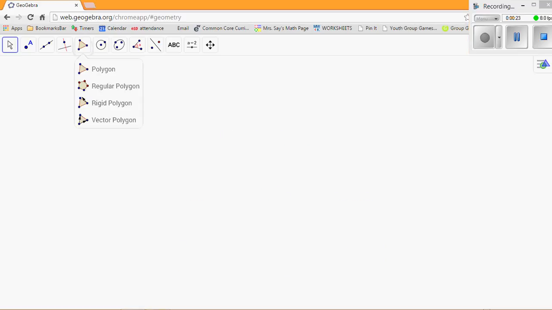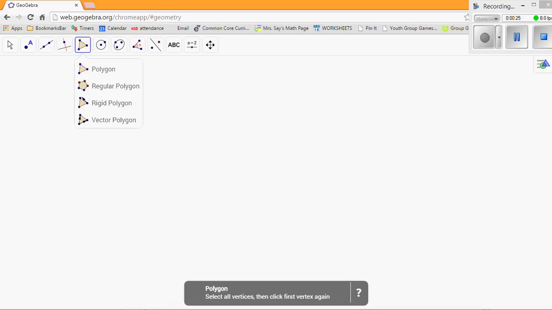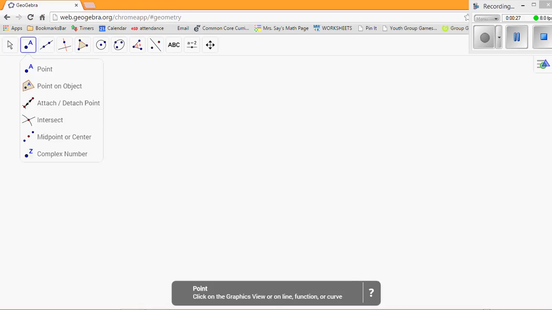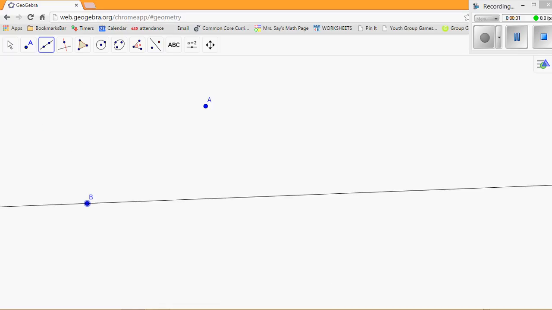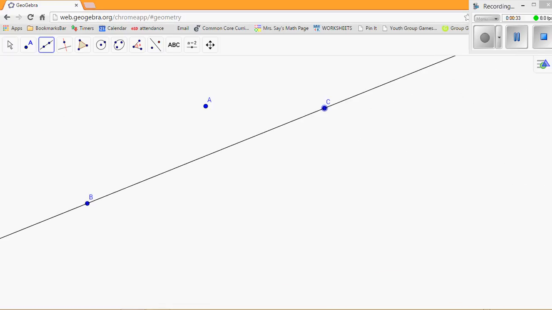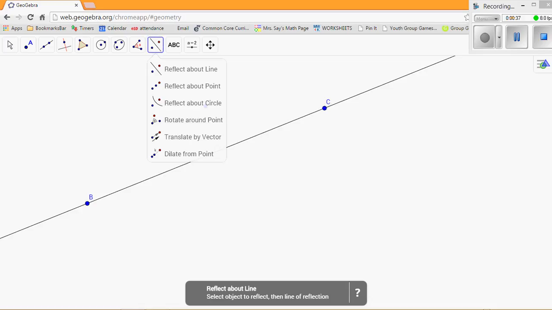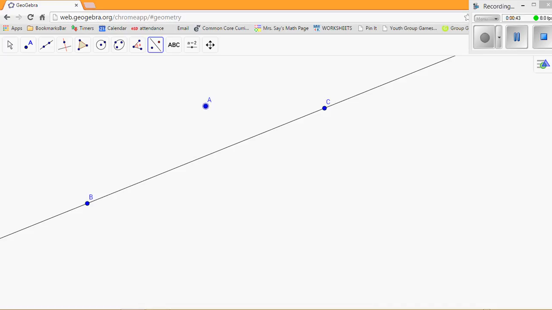Let's do a point first. I'm going to make a point A, and let's make a line BC. And I want to create a reflection. So underneath there's some options. Let's just say reflect about line. I'm going to select A to reflect, and I'm going to select the line as the line of reflection.